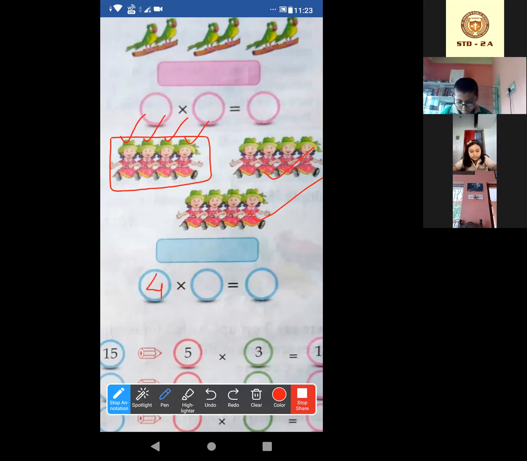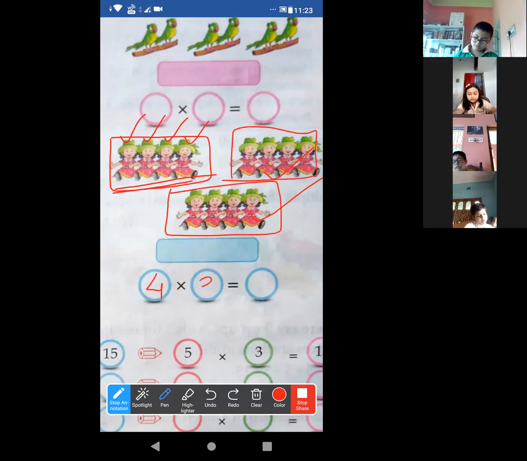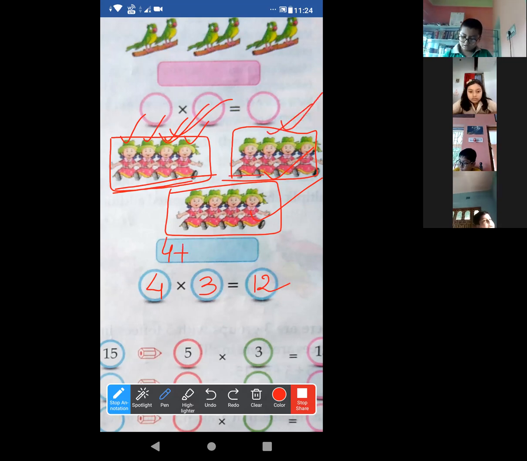And how many times is this given? One time, second time, third time, right? 3 times. So 4 into 3. Understood? 3 fours are 12. And here just count. In the first box, 4 dolls are there, plus, in the second box, 4 dolls are there, plus, in the third box, 4 dolls are there. So it is equal to 12. Complete this first.